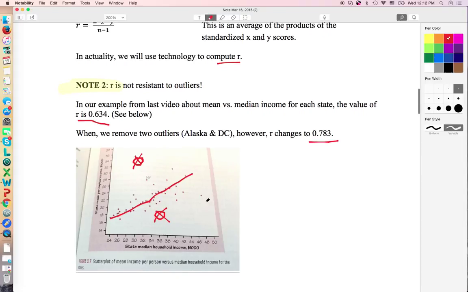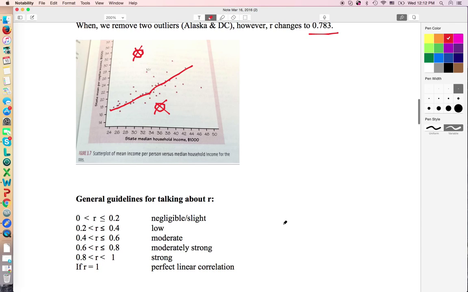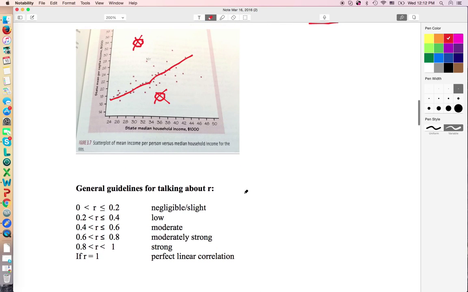So we do have to be careful with outliers, and we will get into that in more detail later. But there you see that. So what you should be thinking about now, or getting a feeling for, is how to talk about R.